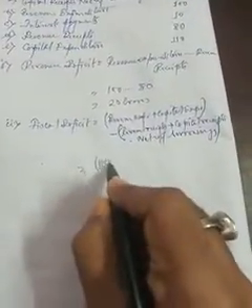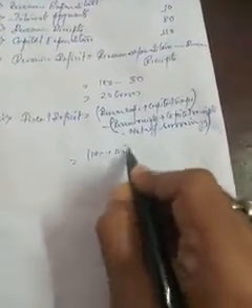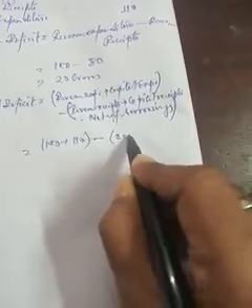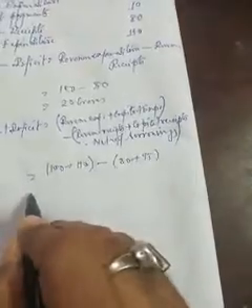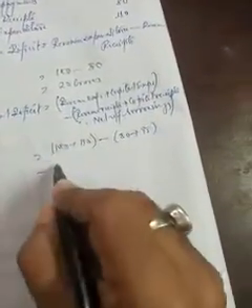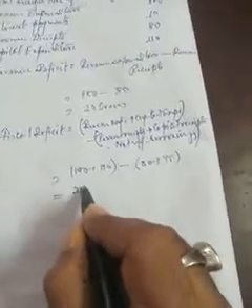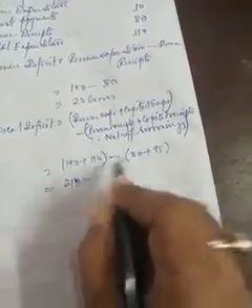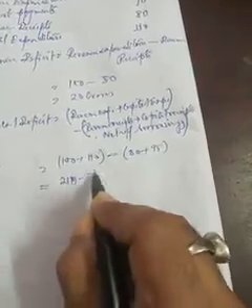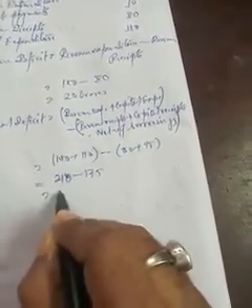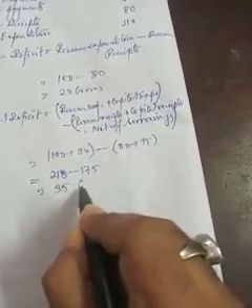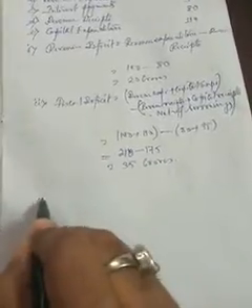The values are given here. Revenue expenditure is 100. Capital expenditure is 110. Minus revenue receipts is 80 plus capital receipts net of borrowing is 95. So the value is 210 minus 175, which is 35 crores. This is the fiscal deficit.